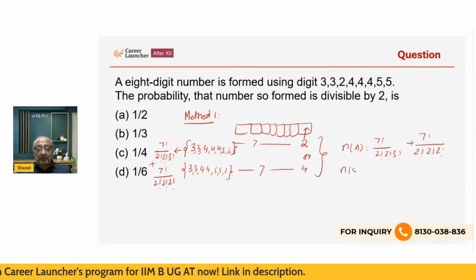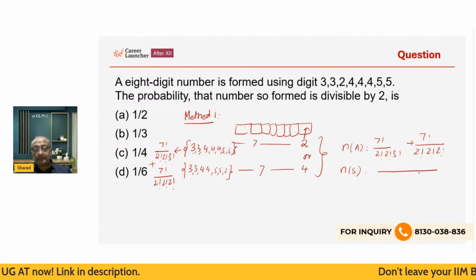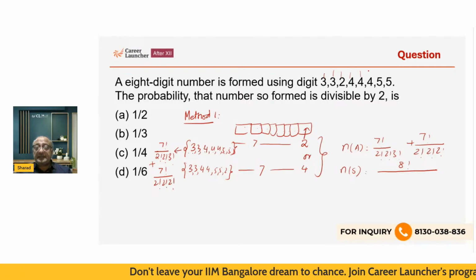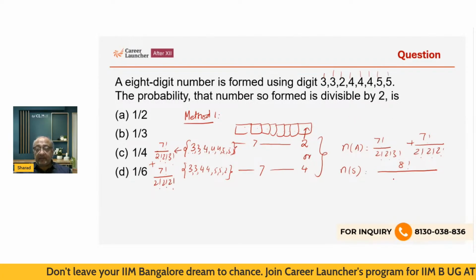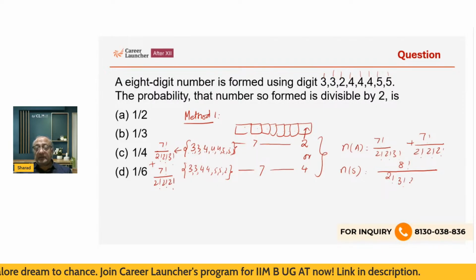And what are the total number of arrangements over here? Which will be nothing but 8 factorial. Total digits is how many? 8. 1, 2, 3, 4, 5, 6, 7, 8. 8 factorial, and you will have 2 factorial into 3 factorial into 2 factorial.